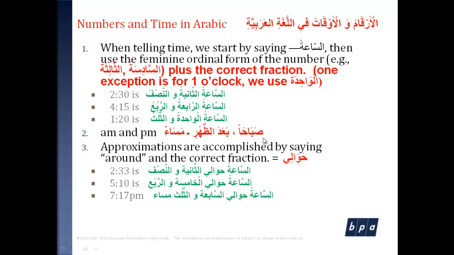For AM and PM, we either say صباحا for AM, or بعد الظهر, afternoon. مساء is PM, or evening. Again, صباحا and مساء, morning or evening. بعد الظهر is afternoon. Approximations are made by saying around and the correct fraction. In Arabic, it's حوالي.